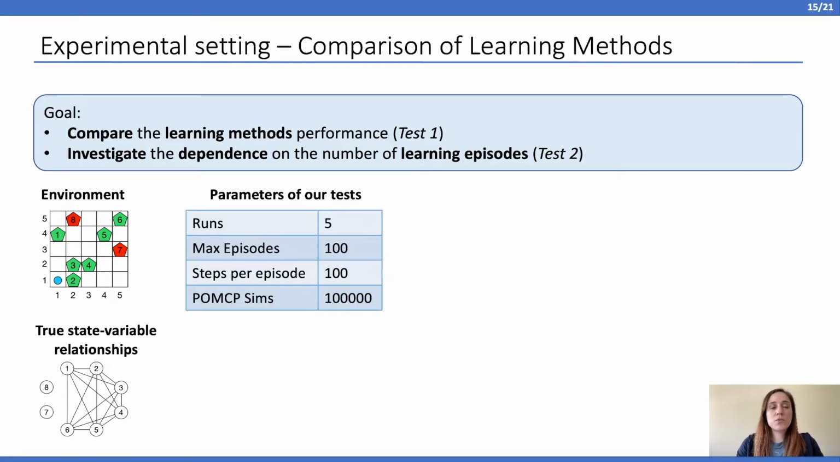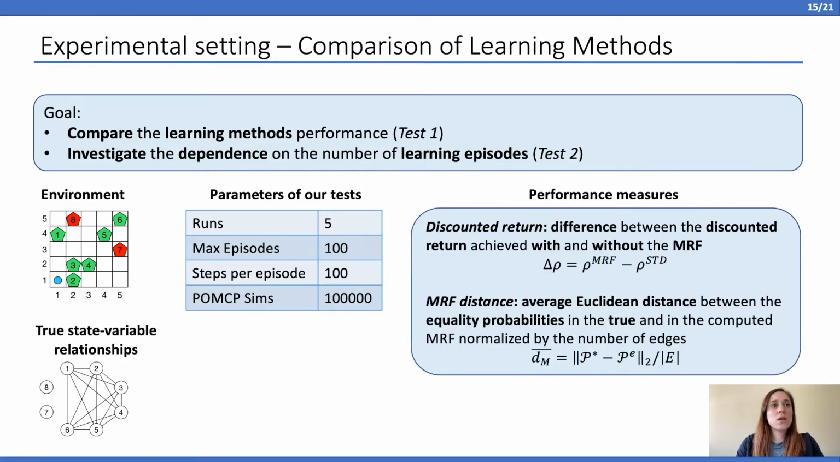For each test, we perform 5 runs of 100 episodes at most, and every episode is composed of 100 steps. POMCP always performs 100,000 simulations and initializes the particle filter with the same number of particles. We evaluate the proposed algorithms using 2 performance measures: the discount return, defined as the difference between the return achieved with and without the MRF, and the MRF distance, which is the average Euclidean distance between the equality probabilities in the true and in the learned MRF, normalized by the number of the edges.